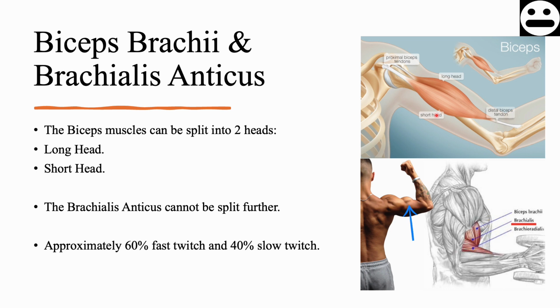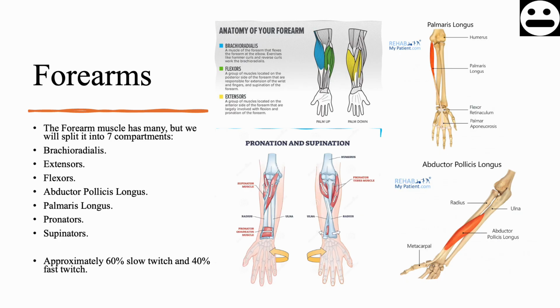And we also have the brachialis anticus, or usually known as brachialis. And it's really hard to see. It's the muscle just right here between the brachioradialis and the long head of the biceps. And that muscle is quite hard to get or to show. And usually these muscle fibers are 60% fast twitch and 40% slow twitch muscle fibers.